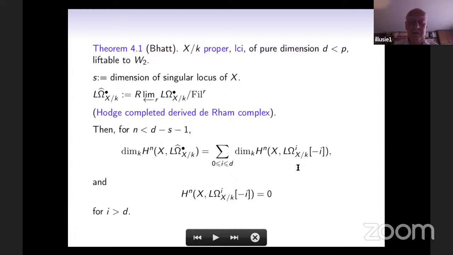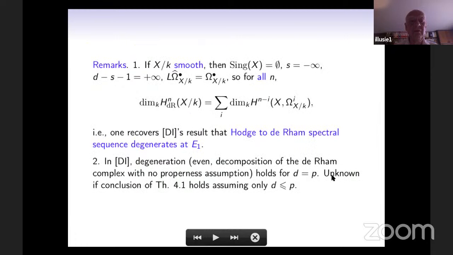So in fact, when you look at the case, for example, where X over k is smooth, the singular locus is empty, so its dimension is minus infinity. So d minus s minus one is plus infinity, and then there is no restriction on n. n had to be smaller than d, but then no restriction. The Hodge completion is just the de Rham complex. And then you get the results in my paper with Deligne.